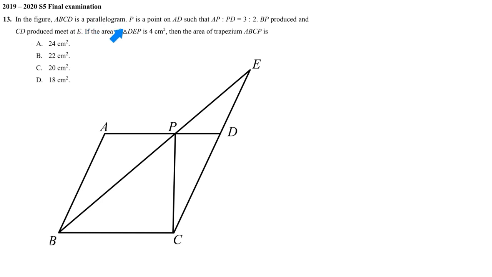This question is about some area ratio. There are two common techniques. The first one is if we find two triangles share the same height, then the length ratio, like 3 to 2, is equal to the area ratio in this case.